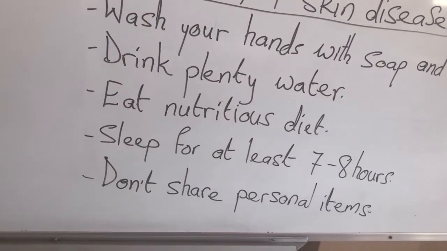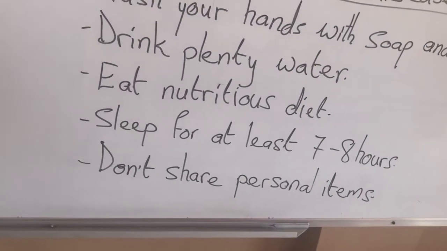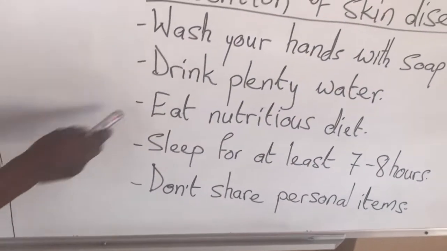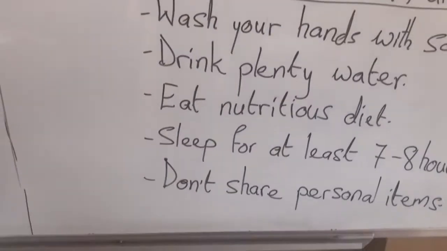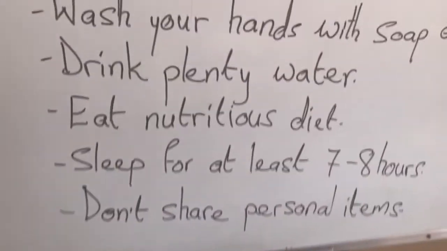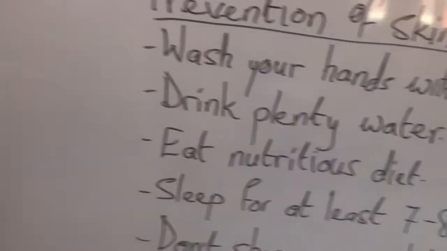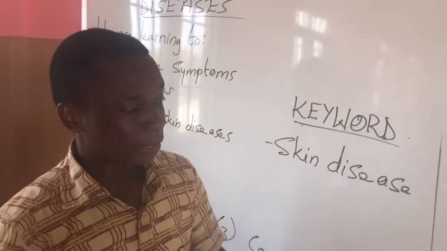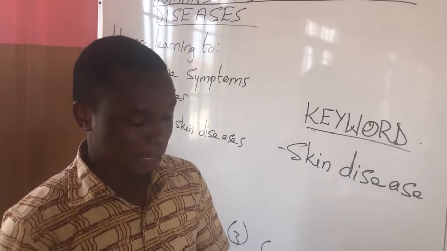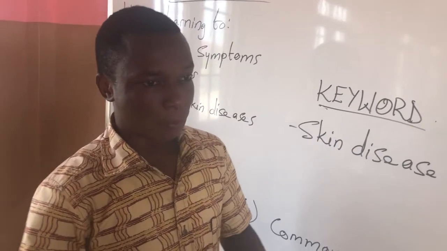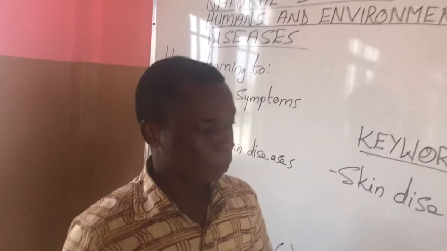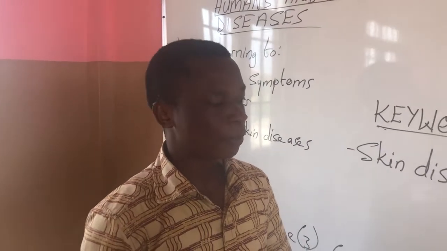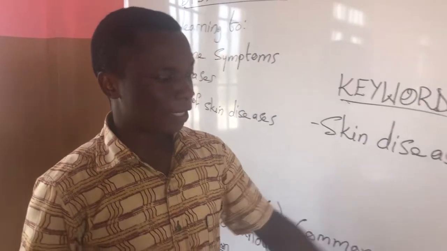Let's look at the third point. Eat a nutritious diet. Our parents have been trying their best to prepare nutritious diets for us, mixing all the nutrient groups. The protein will be there, carbohydrates, fats, and vitamins. We all have it in our diet. They have been doing well, so we have to appreciate their effort. Let's look at the next one.